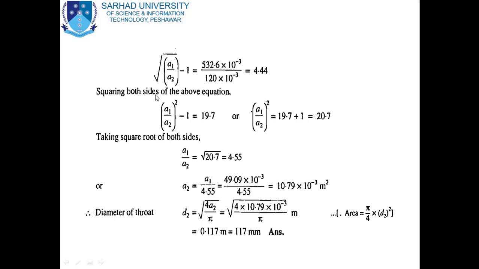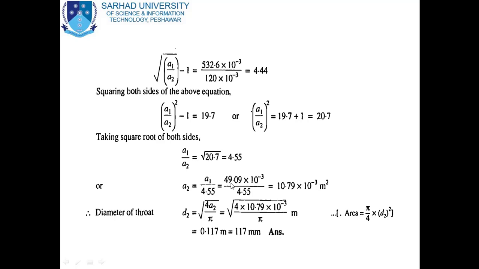Now squaring both sides of the above equation, you will get (A1 divided by A2) whole square minus 1 equal to 19.7. Now take this minus 1 to the other side, so you will get (A1 divided by A2) whole square equal to 20.7. Now taking the root on both sides, you will get A1 divided by A2 equal to under the root 20.7, that is equal to 4.55. Now find the value of A2 from this equation. You will get A2 is equal to A1 divided by 4.55.